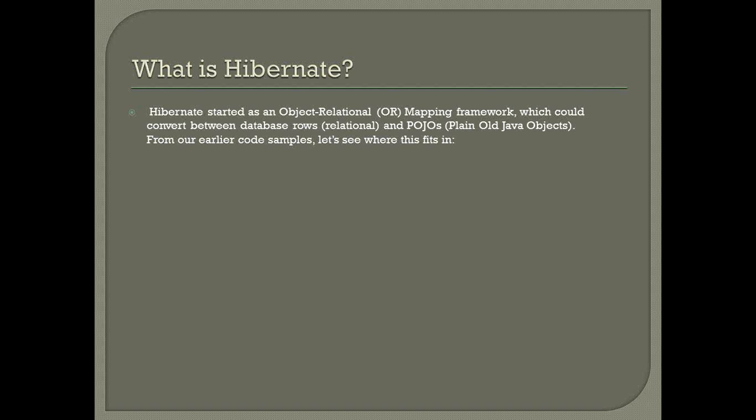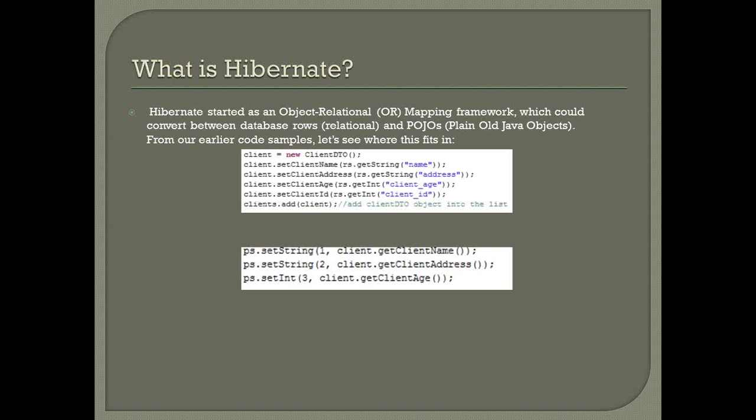As I said, that is the most cumbersome activity in a plain JDBC or a data access layer. It tried to solve that cumbersome activity. From our early code samples, this was what we had seen when we talked about mapping: fetching data from a result set and setting it on your POJO, or vice versa, getting data from your POJO and setting it onto a prepared statement. This cumbersome activity was made easier by Hibernate as an OR mapping framework.